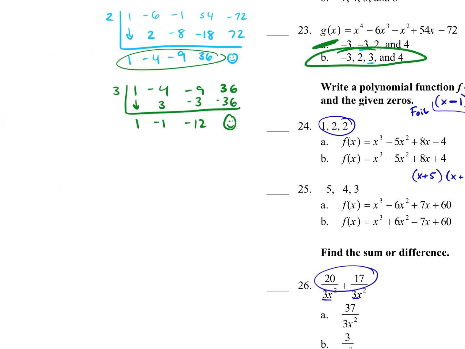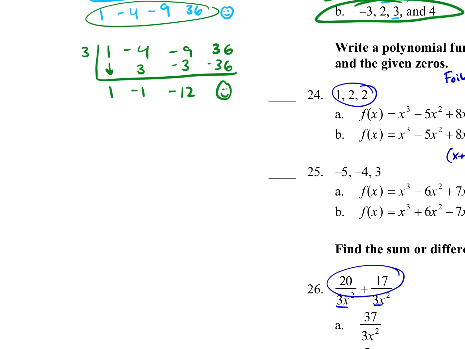All right, last one we're going to do today is 25. So here we're going to take our factors. It's always x minus the number, so we always change the sign. So this would be x plus 5, x plus 4, and x minus 3.